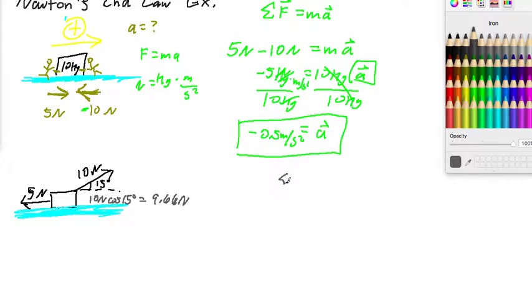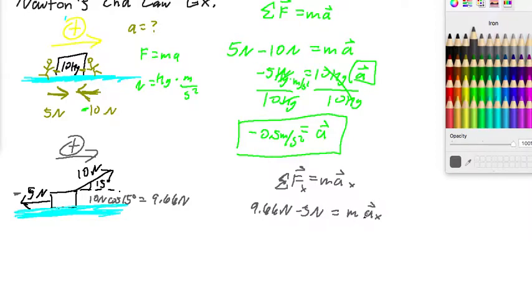So now we're going to say sum of the forces equals ma. What are the forces on this box? We only care about the x, we said, so let's specify that here. Let's use the same axis that we said, so going to the right is positive. That would mean this 5 is negative. So now we're going to say 9.66 newtons minus 5 newtons equals ma over the x-axis.